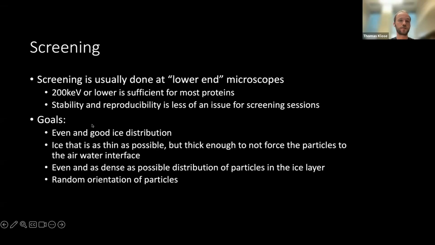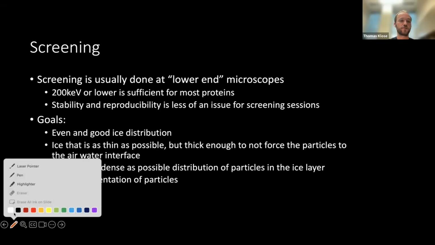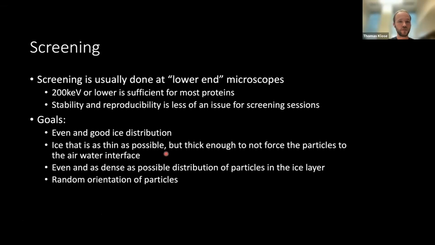As I also just mentioned, our goals for these screening sessions are to get an even and good ice distribution. We want to have as many squares with good ice as possible, because that will help us with data collection. We want ice that is as thin as possible, so there should be no excess water, but it should be thick enough to not force our particles to be at the air-water interface. This is what was quickly shown in the first video that I showed you.